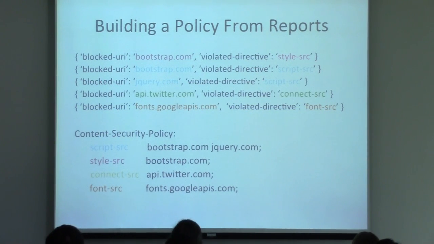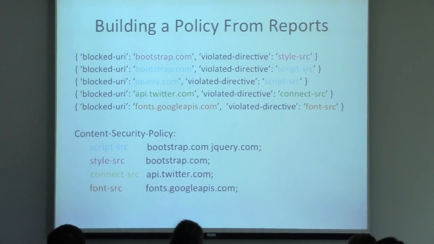So when you receive a bunch of reports, these are sample reports up at the top. Let's say you set up a report URI and you set a really restricted policy. You're going to receive a whole bunch of reports, and they'll look something like this. You'll see a blocked URI of Bootstrap that violated the directive style-src, a blocked URI of Bootstrap again that violated script-src, a blocked URI of jQuery with the violated directive script-src, and two others. Using these values, it pretty much tells you exactly what's going wrong with your policy. So if you just parse this JSON, you can build a policy directly from that, which we're going to talk about a little bit later, which was the tool that I used to take care of some of these problems.